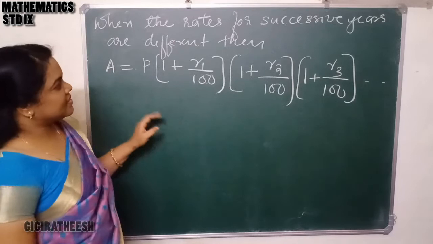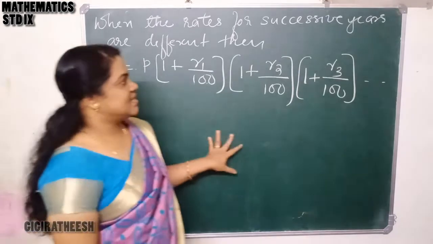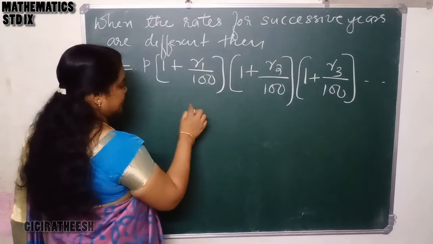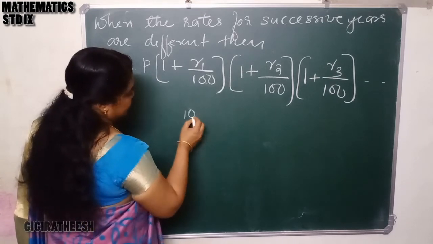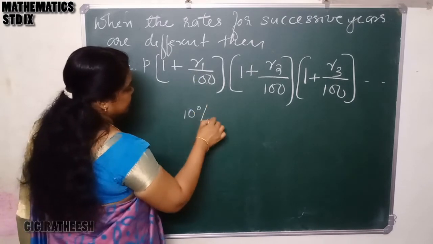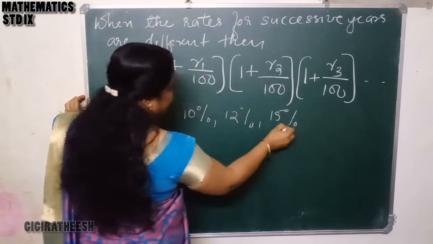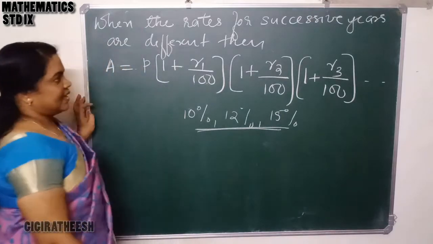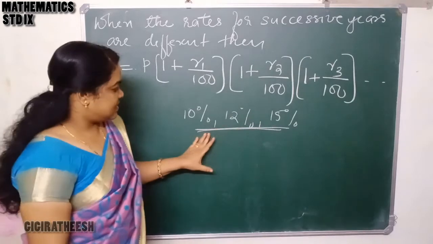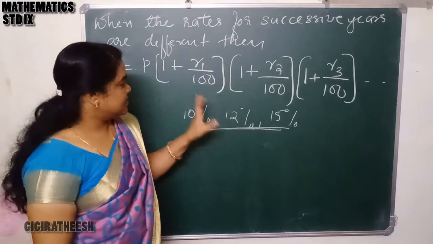Now, when the rates for successive years are different, in the previous lesson we also did some problems on this case. For example, if in the first year it is 10%, the second year it is 12%, and the third year it is 15%. How can we calculate the amount for the successive years, when the rate of interest changes each year? How can we calculate A?